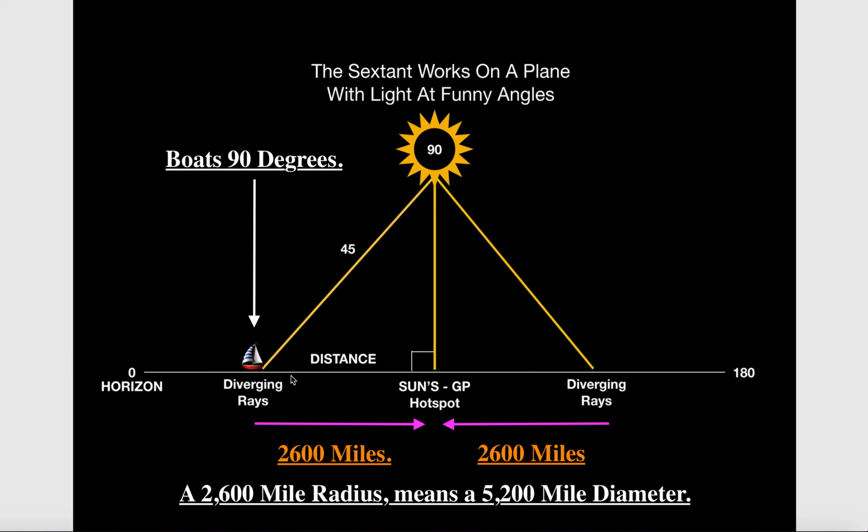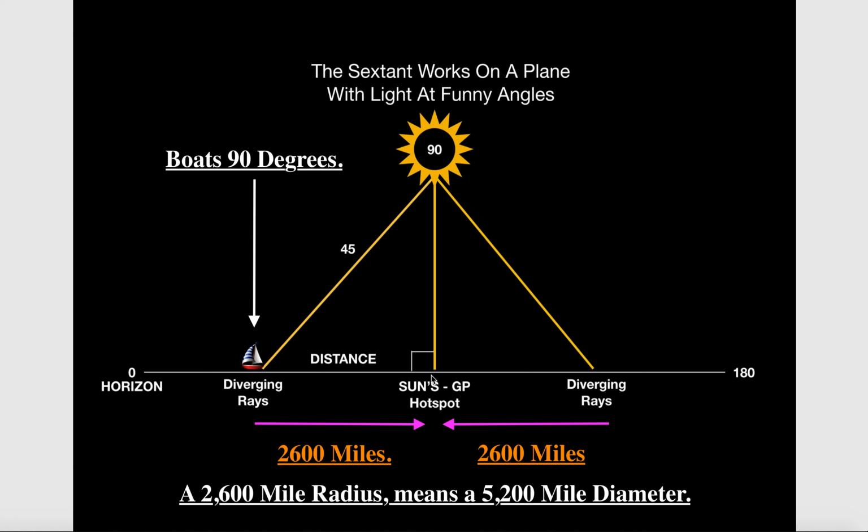So the boat uses the horizon as a straight line underneath it, out towards the underneath of the sun, and it uses the angle from that point at the water to the sun to find out it's a 45 degree angle, right? And they find out then that that's 2,600 miles between their position and the GP, which is the ground position of the sun.